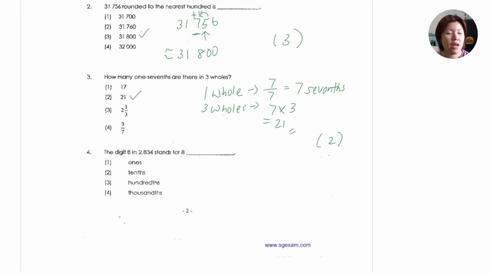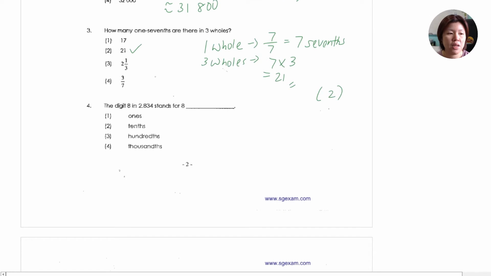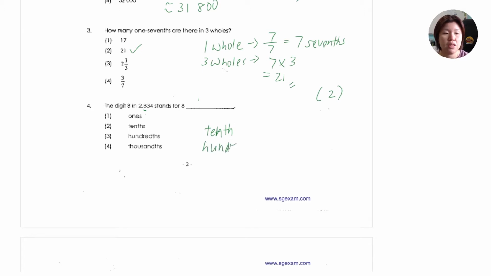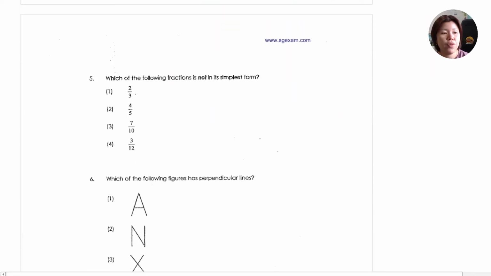Next one. The digit 8 in 2.834. Okay, you can see that 8 is in this place. The first number after the decimal is tenths. And the second number after the decimal will be hundredths. And the third will be thousandths. So since my 8 is the first one, it will be under tenths. Answer is number 2. Okay, let's move on.